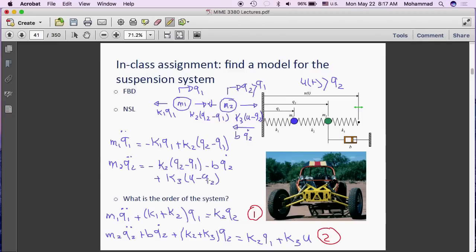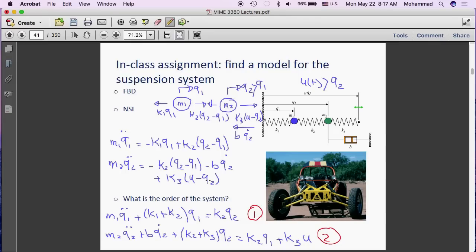So if you look at equation 1, what I did to rearrange it is I kept Q1 double dot and Q1 terms on one side and pushed everything on the other side. And if you look at equation 2, I kept Q2 double dot, Q2 dot, and Q2 on one side and pushed everything to the other side. And there is a reason for that.